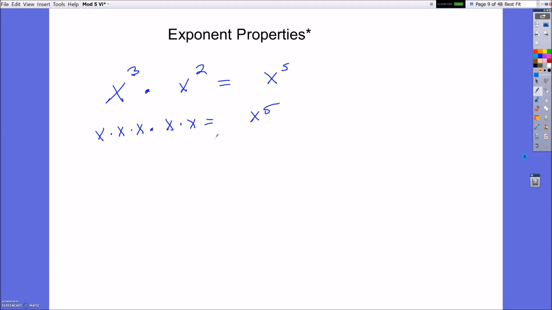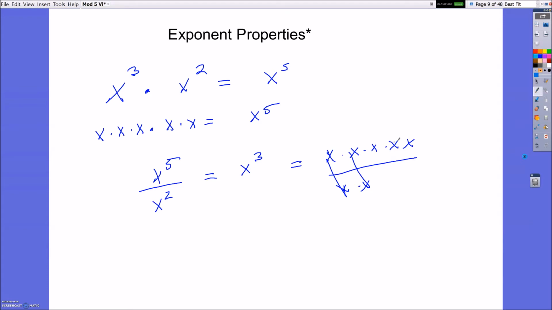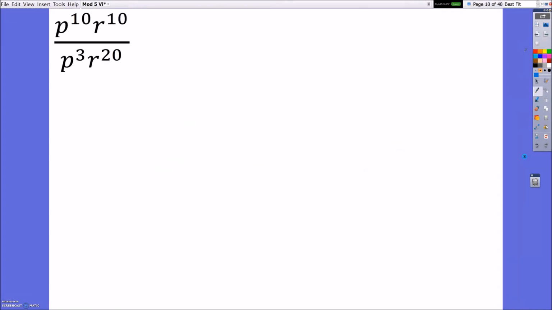That's the first rule. The second rule, we're going to look at division. If I have x to the fifth all over x to the second, I would subtract these exponents and I would be left with x to the third. The reason why is if I had x to the fifth, that would be x times x times x times x times x all over x times x. These would cross out, I should say, and that would leave x to the third. Okay, so now let's jump in and look at some examples.